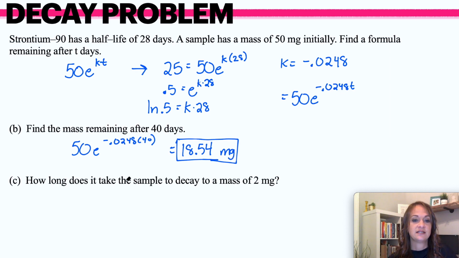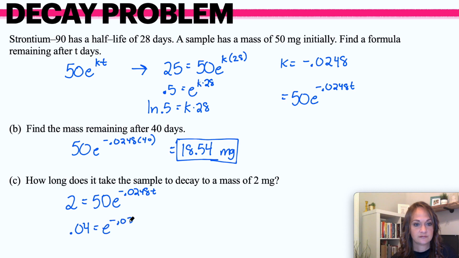How long does it take for the sample to decay to a mass of 2 grams? So we now do not know the amount of time. So we have to leave t by itself. And we are going to set it equal to 2 because we want to know how long will it take to get to 2 milligrams. So first divide by 50, and you will get 0.04. To solve for e, I'm going to take the natural log.